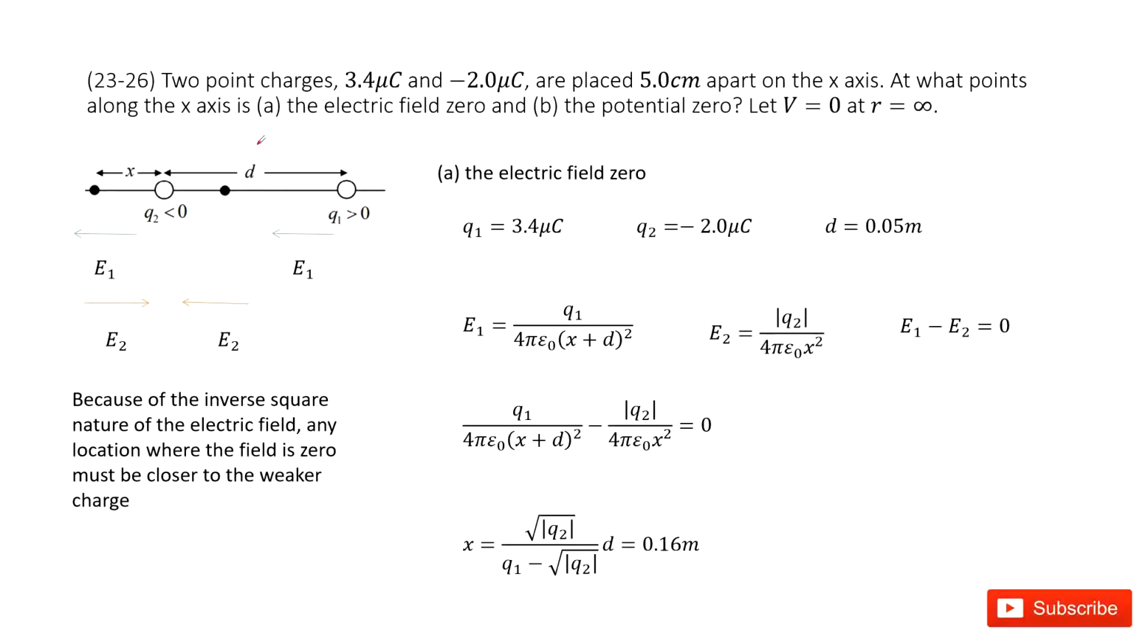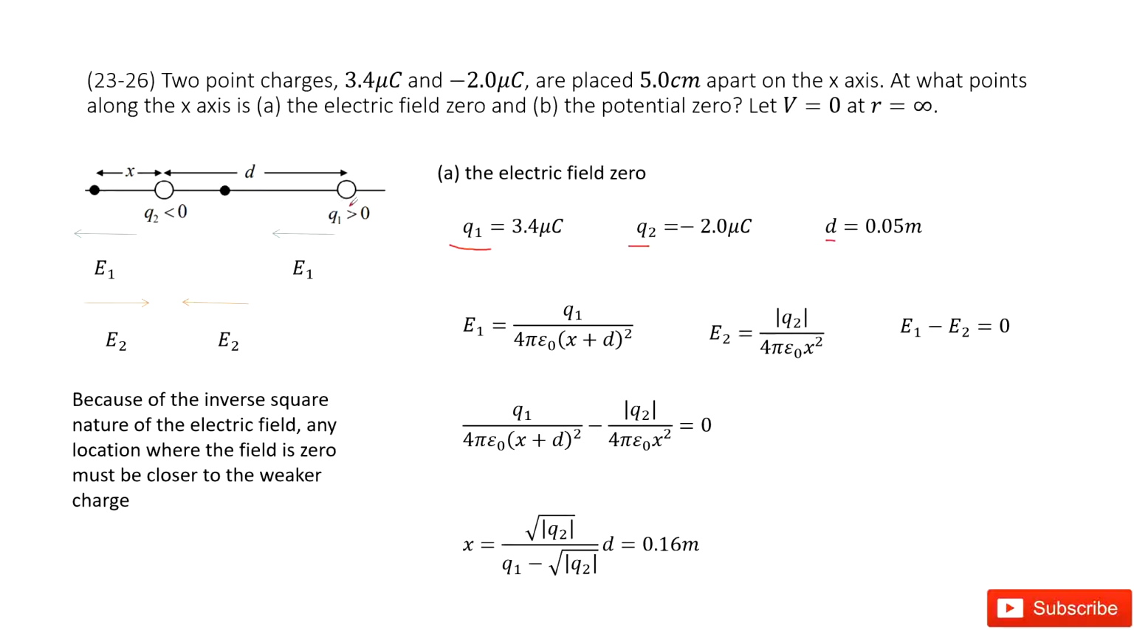Let's look at problem 26 in chapter 23. Chapter 23 is about electric potentials. So there we can see we have 2 point charges, Q1 and Q2, right? Q1 is positive, Q2 is negative. We write it as there. The distance between them is d, 0.05 meter, and this one is given. And then it asks at which position the electric field is 0.